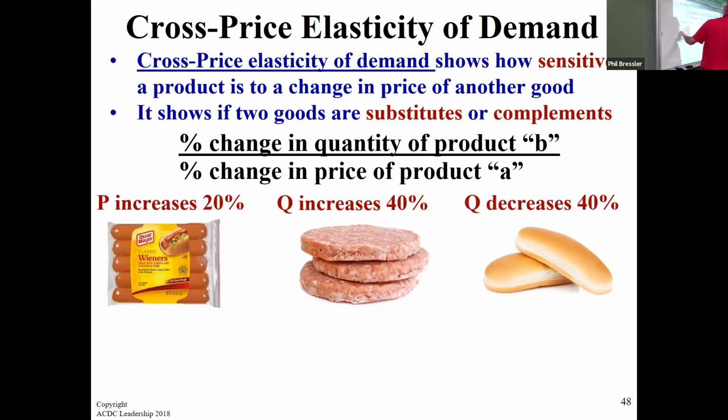Now, let's do hot dogs and hot dog buns. So for hot dog buns, I've got a decrease. So I've got a minus 40% on top. I still got the 20% here. Now I have a negative 2. Hot dogs and hot dog buns, those are complements. So negative numbers are complements. So we got a positive number here, a substitute, the negative number, a complement.